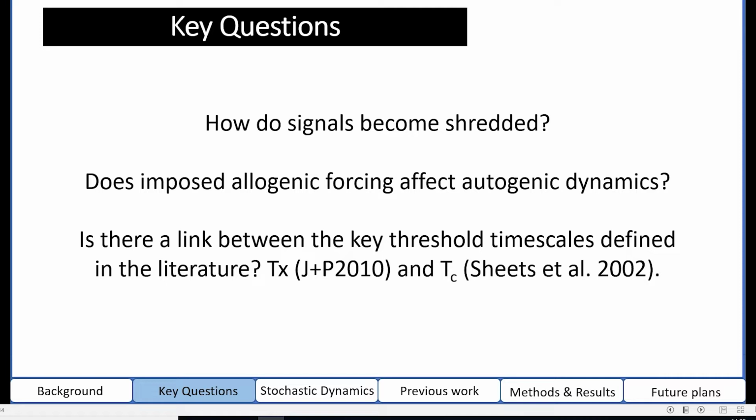So to provide insight into this large, more general question I've given, I want to try and answer a series of smaller questions. First, how do signals become shredded as they propagate? Second, how does imposing an allogenic forcing onto a sediment routing system affect its internal dynamics? And thirdly, can we find a relationship between some of the key timescales which have been defined in the literature? So for example, Tx and Tc, which I will explain in more detail later.